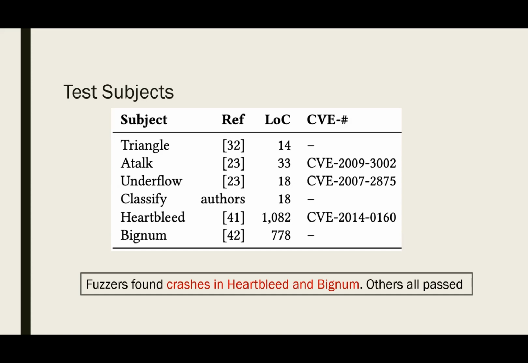We used the Heartbleed module, and we didn't just pull out the part of Heartbleed, we took the whole file, so we have about 1,000 lines of code there. And we use something called Big Num, which is also in the OpenSSL library. Now we ran fuzzers as well, and we did use the sanitizer, because if you turn on the sanitizer, it does look for information leakage.